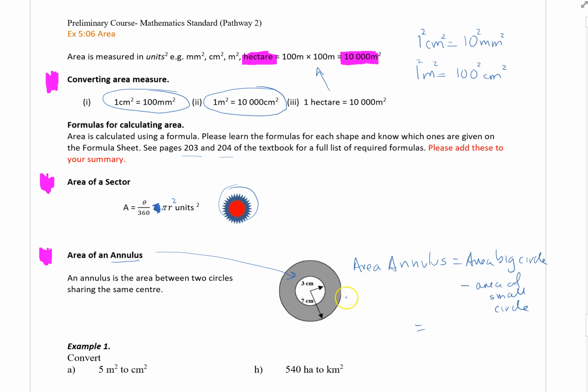So in this case, the area of the big circle would be pi times 7 squared, and we subtract the area of the small circle, which is pi times 3 squared. Remember, area of a circle? Now, we highlighted that on the back on page 2 of the notes. The area of a circle is pi times r squared. I'll stop the video there and do the examples on another video.